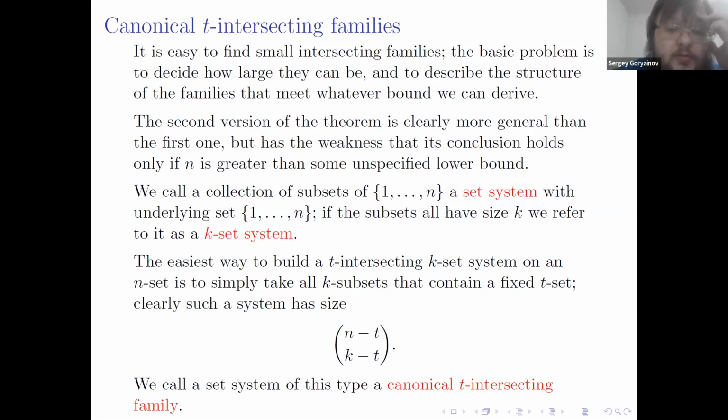We call a collection of subsets of the set from 1 to n a set system with underlying set from 1 to n. If the subsets all have size k, we refer to it as a k-set system. The easiest way to build a t-intersecting k-set system on an n-set is to simply take all k-subsets that contain a fixed t-set. Clearly, such a system has size the binomial coefficient n minus t choose k minus t. We call a set system of this type a canonical t-intersecting family.